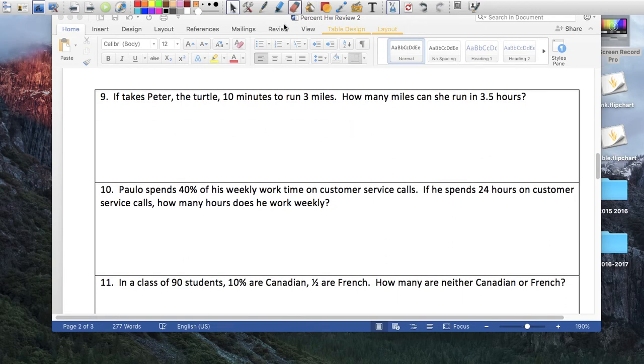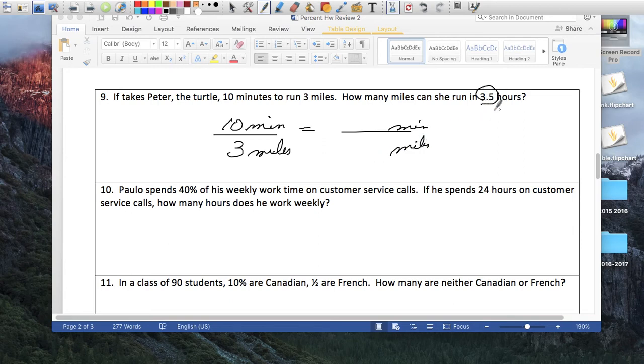It takes Peter the turtle 10 minutes to run 3 miles. It's a fast turtle. Really fast. How many miles can he run in 3.5 hours? So hours. Okay, so 10 minutes. He ran 3 miles. Really fast turtle. Minutes on top, miles at the bottom.